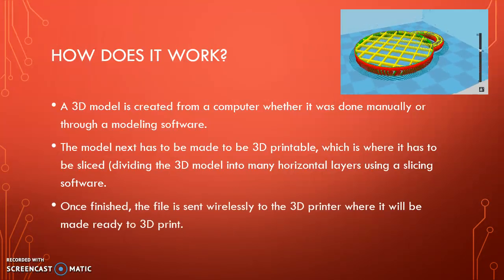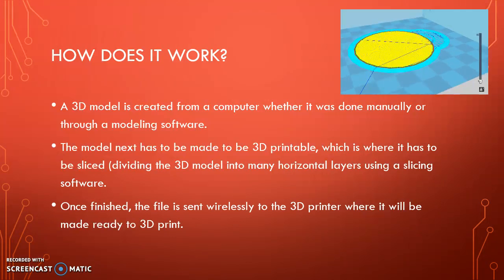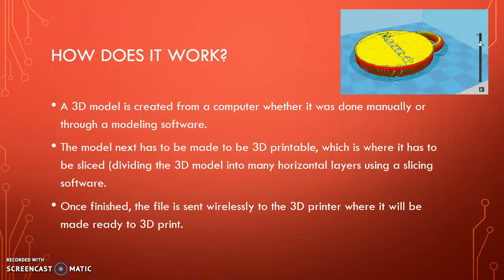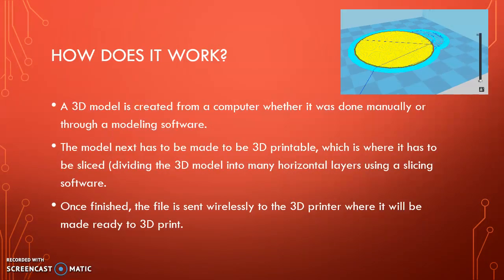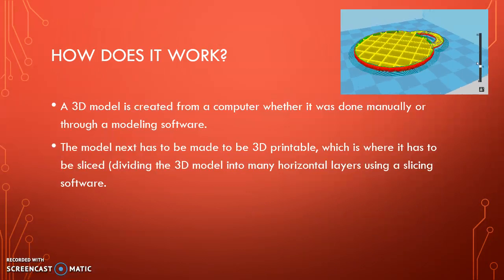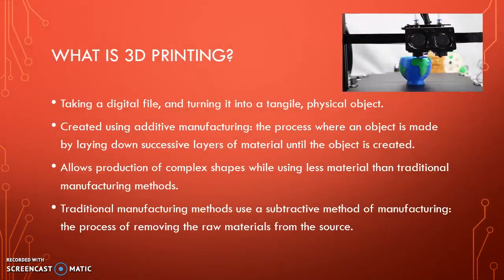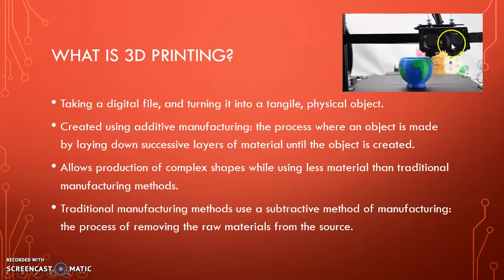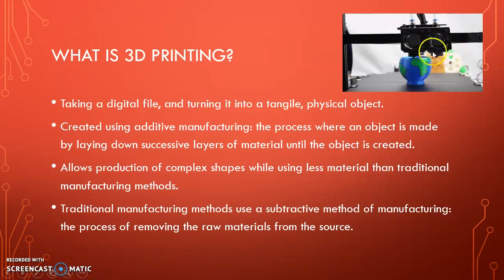Once finished, the file gets sent to a wireless 3D printer, and it's made ready to print. Going back to the slide at the top right again, you can see what happens with the whole additive manufacturing. The machine, the 3D printer, goes around printing one layer at a time, just adding on until the entire 3D model is completed.